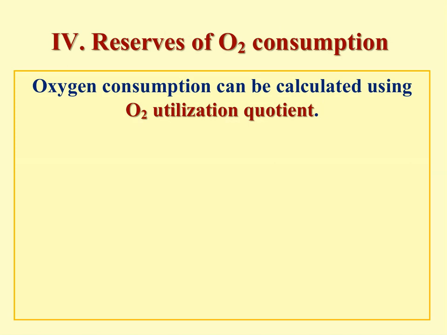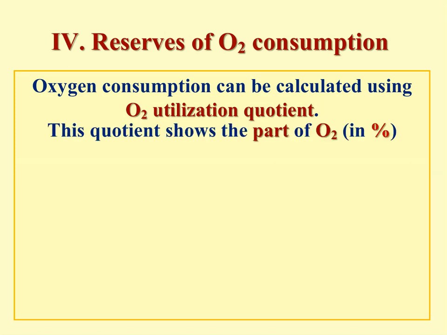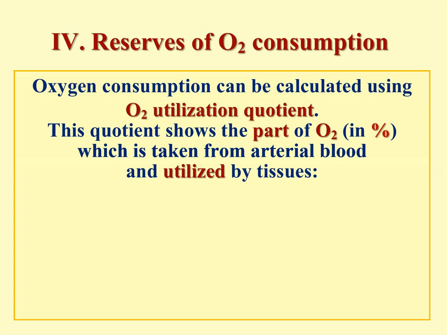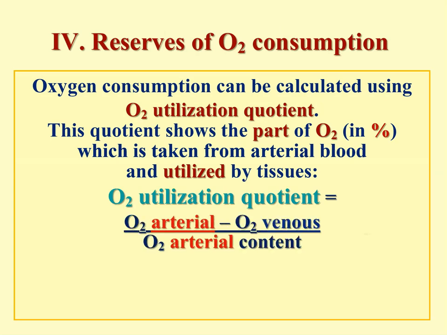Oxygen consumption can be calculated on the basis of the oxygen utilization quotient. Let's recall, I hope that you remember, this is the part of oxygen that is utilized by tissues. The utilized part can be calculated as the difference between arterial and venous oxygen content. So what is lost from blood is utilized. And then we find how much is utilized from the initial arterial content and express it in percent.